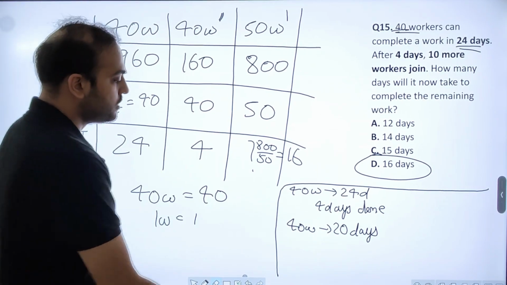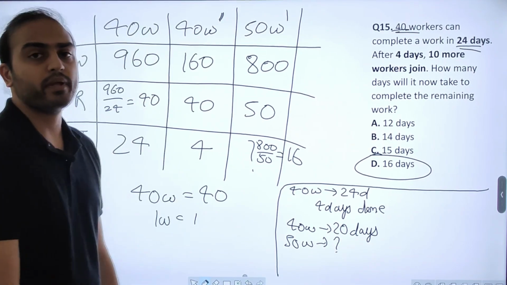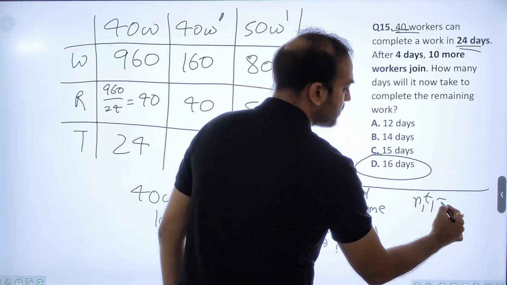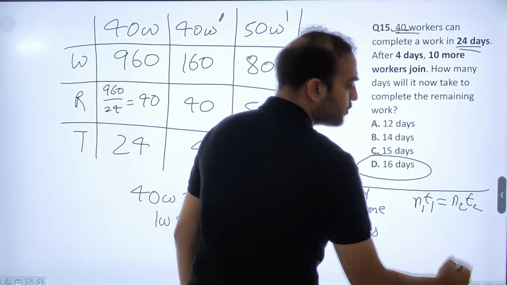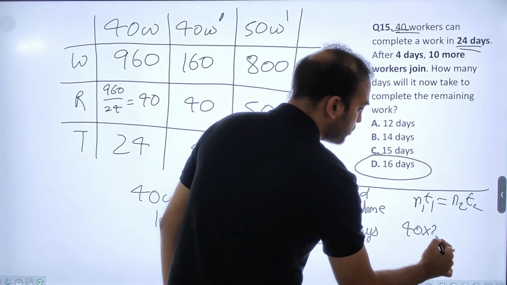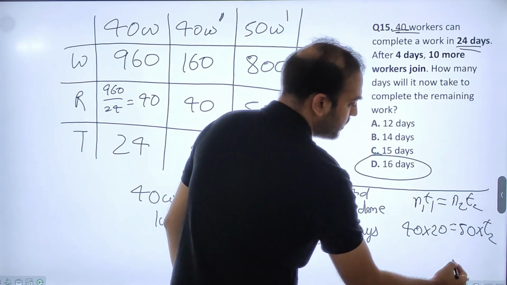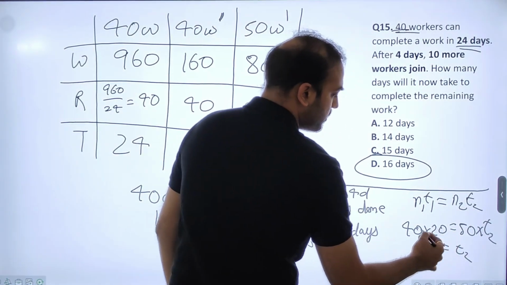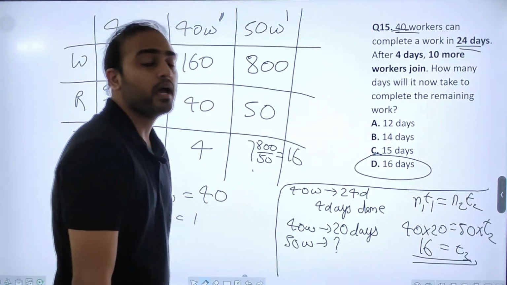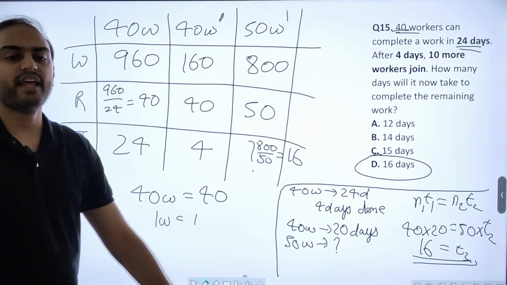Now 50 workers will finish the same number of chocolates in how many days? So we have the formula there, N1T1 is equal to N2T2. So we have number 40 into 20 is equal to number 50 into T2. If you solve this, T2 will be 16. Again, you do not have to worry. We will cover this in our next lecture.